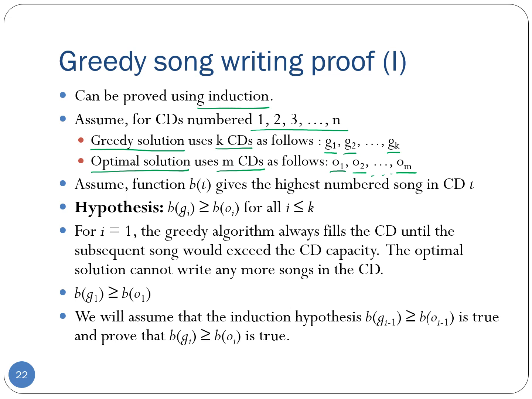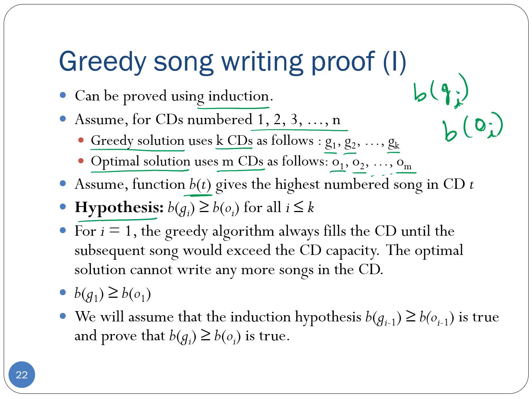Let's again assume that we have a function b of T that basically gives the highest numbered song in CD T, right? So for example, if you say b of g of I, this will give us the highest number song that was written by the greedy algorithm in its CD I. Similarly, if you say b of o of I, this will tell us the highest number song that was written by the optimal algorithm in its CD I.